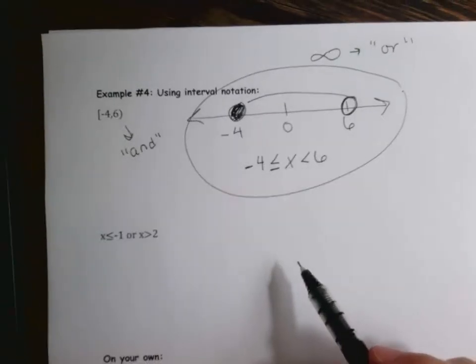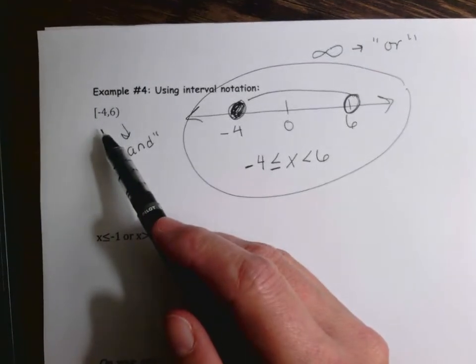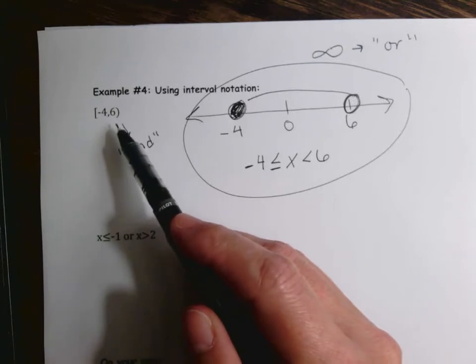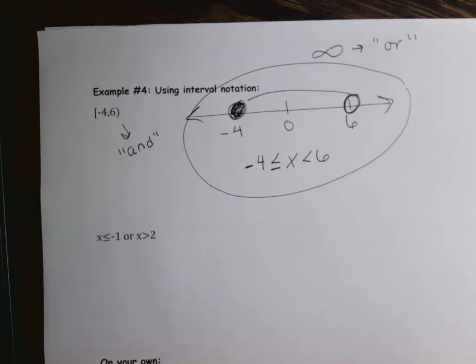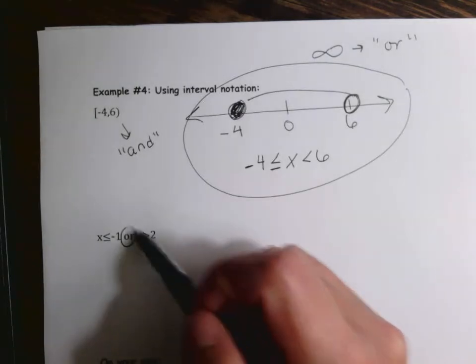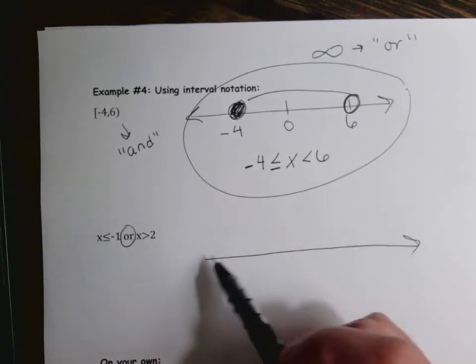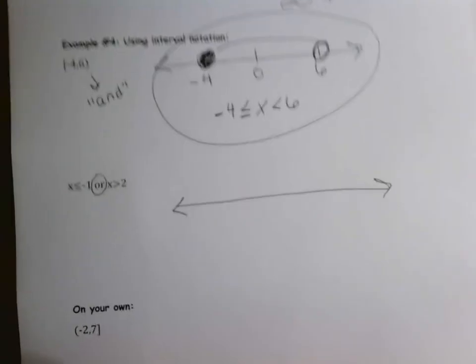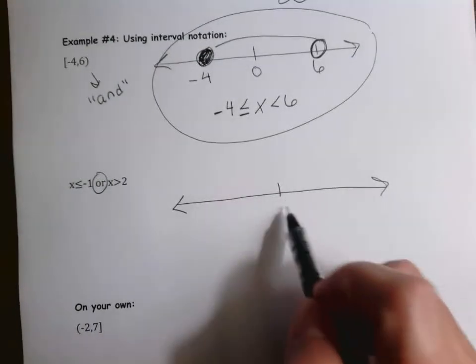So I can look at this and I can say the bracket means it's including, so x is going to be greater than or equal to -4, but less than 6, not including 6. And so that's what interval notation means. And that's how that works. You can rewind that video and watch that again if you need to. But now let's look at this. This is going to be an or statement, so I know I'm going to be dealing with infinity. Always graph it. It makes it so much easier if you graph it first.